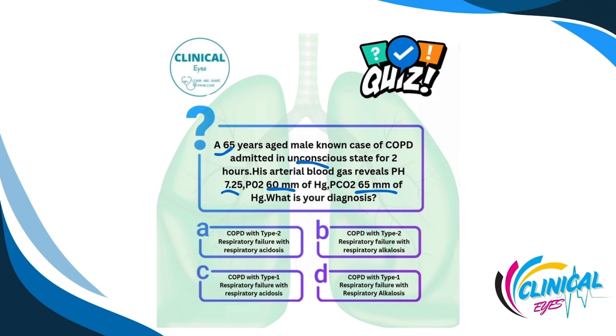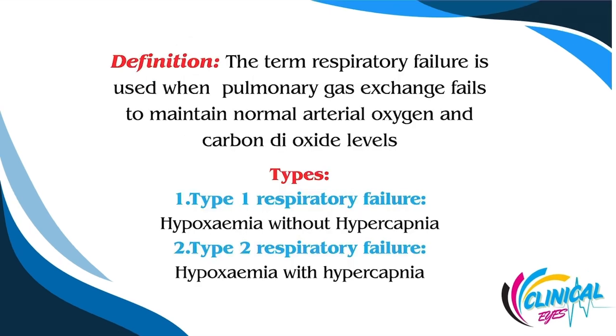Before answering the question, we have to know what respiratory failure is, its types, arterial blood gas, and signs and symptoms of respiratory failure. So, let's begin. By definition, the term respiratory failure means when pulmonary gas exchange fails to maintain normal arterial oxygen and carbon dioxide levels. It's called respiratory failure.